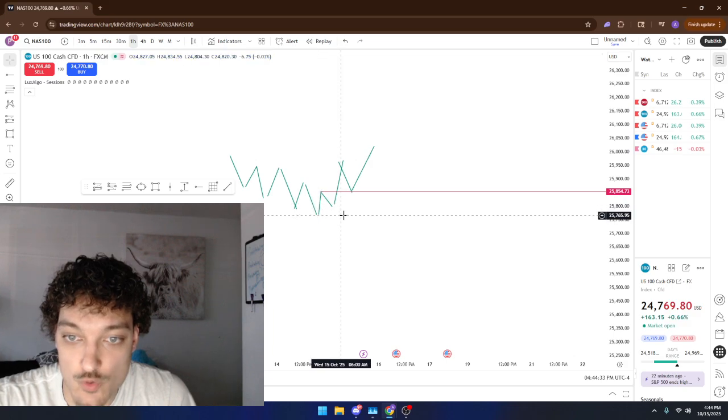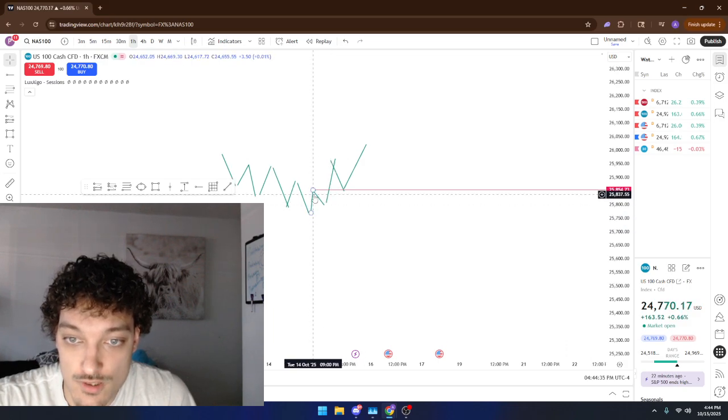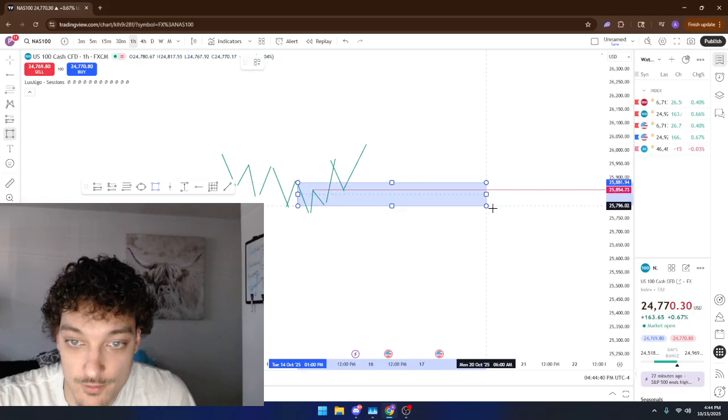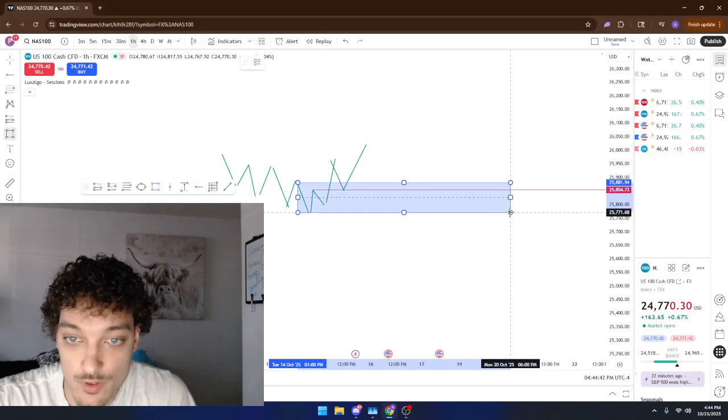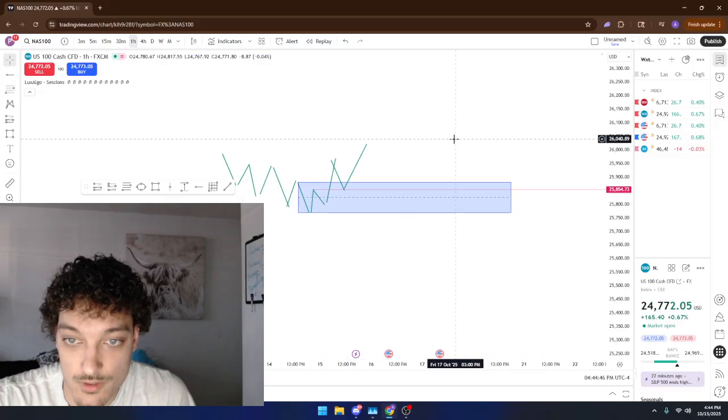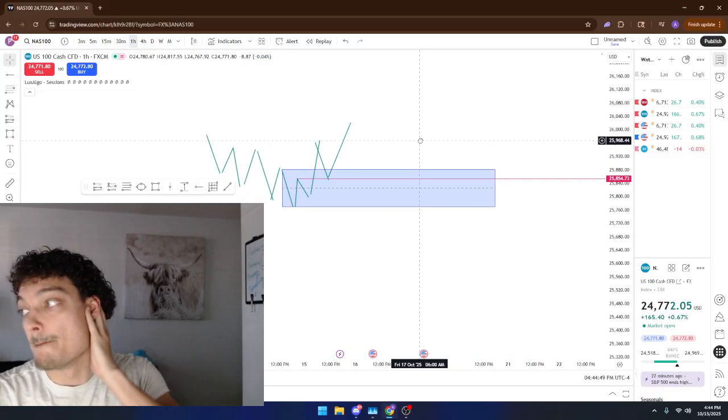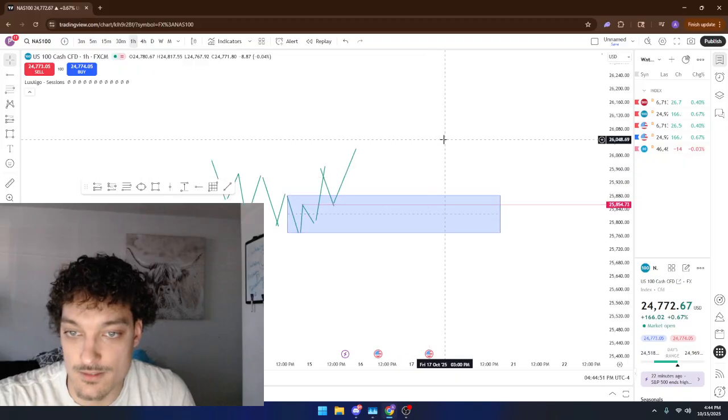This down move sweeps liquidity, pushes up, price comes down, breaks structure. So this entire move right here that swept liquidity and broke structure, this entire move right here will be a bullish order block. This is a bullish example.